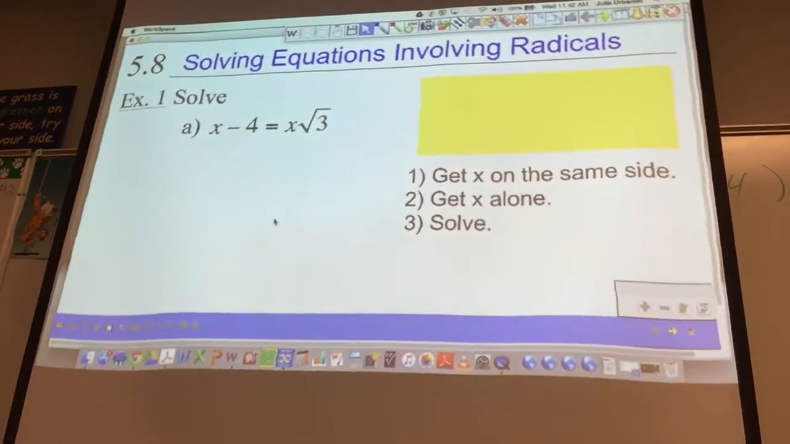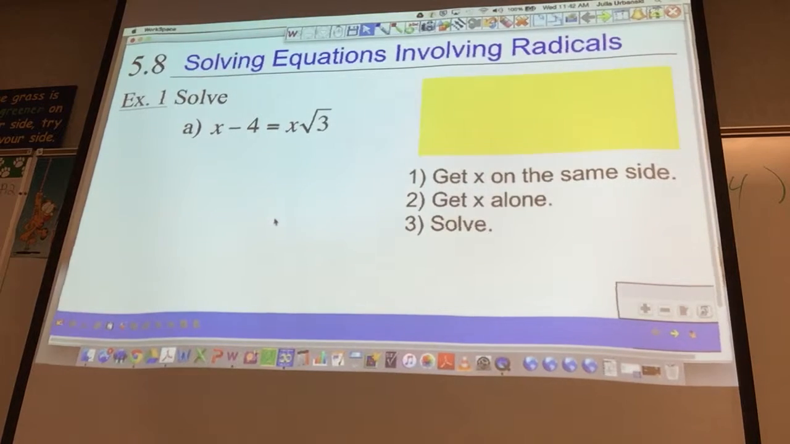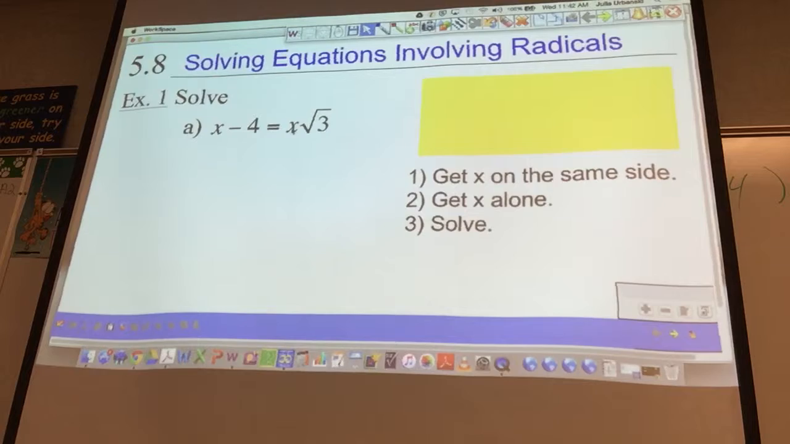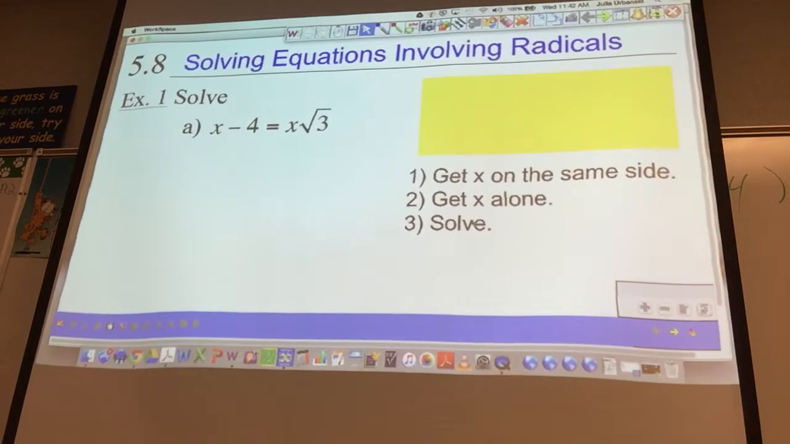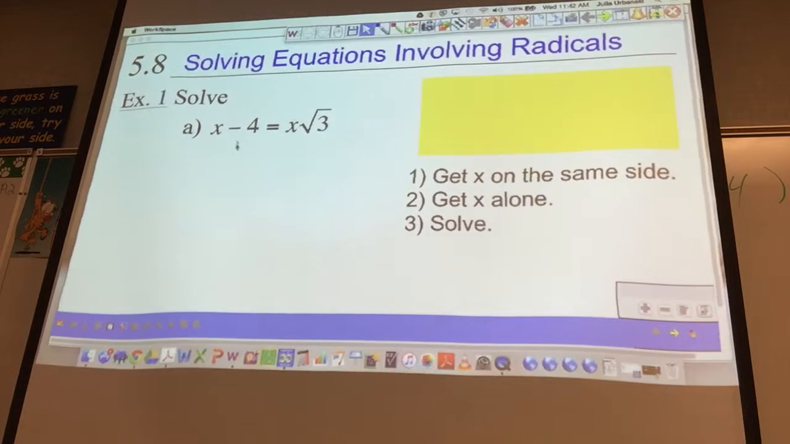All right, so our goal is to solve for x. Our problem is that there's an x on this side and an x on this side. We have to move them over, get them on the same side, and then we have to get x by itself, and then we have to solve it. So what I'm going to do is leave this x alone. I'm going to start trying to do things in my head, and I want you guys to think it through.